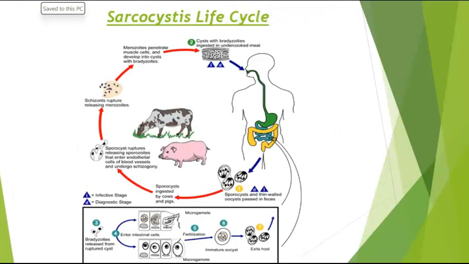Here's a diagram showing the life cycle of Sarcocystis. Again, humans are not the definitive host. The definitive host would be things like cattle or pigs. Humans become infected when we eat undercooked meat, and the parasite is within the meat or muscle tissue that we consume. So a lot of the life cycle is going to be down in the gut of the human, and we're going to pass the sporocyst in our feces for the life cycle to continue.